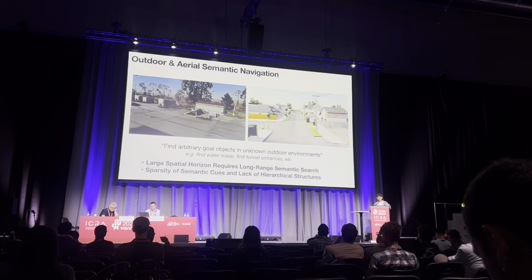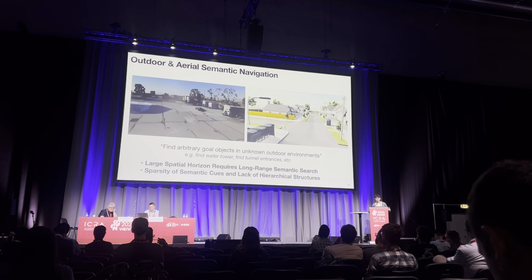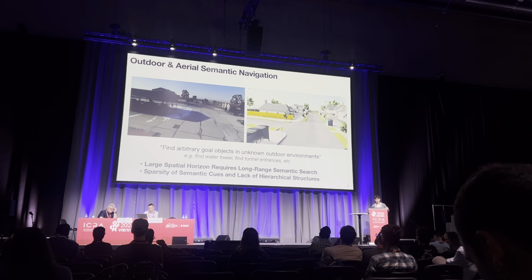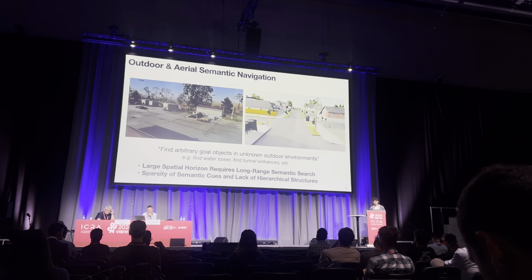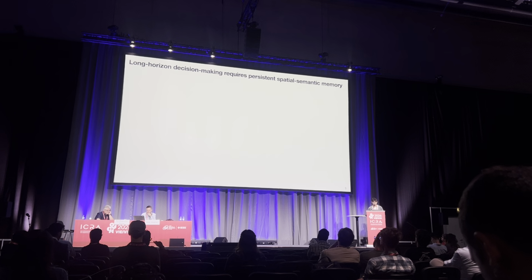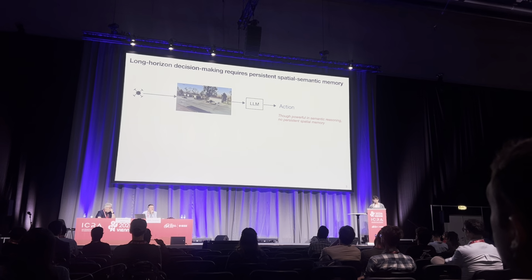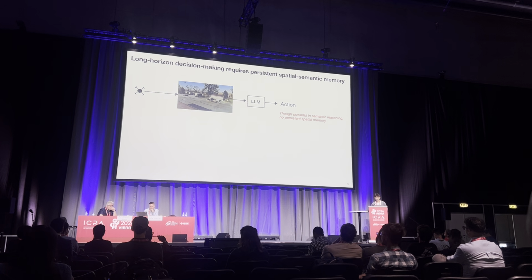There are some fundamental challenges of outdoor and aerial semantic navigation as opposed to indoor semantic navigation. First, there's a very large scale and large spatial horizon, which requires long-range semantic search. And secondly, the semantic cues are very sparsely distributed, and there's a lack of hierarchical structures, which is not available in outdoor environments as opposed to indoors. And I think that long-horizon decision making requires persistent spatial semantic memory.